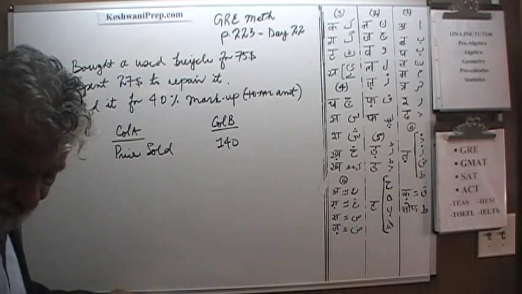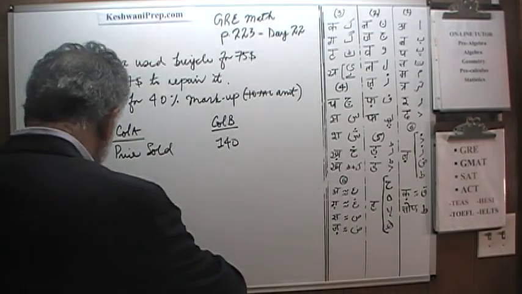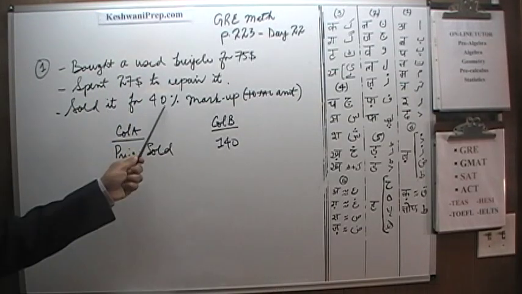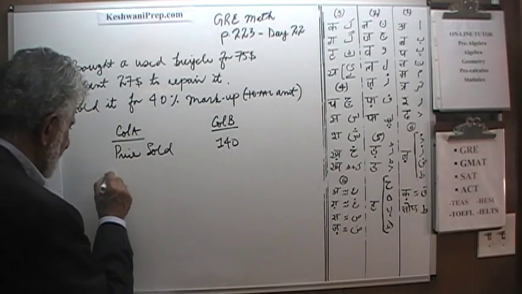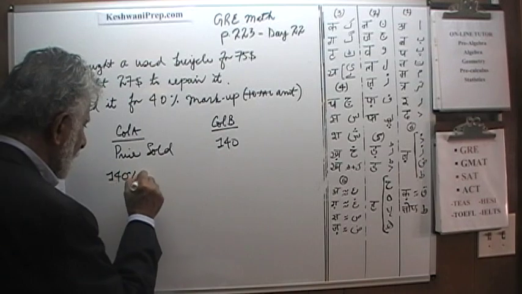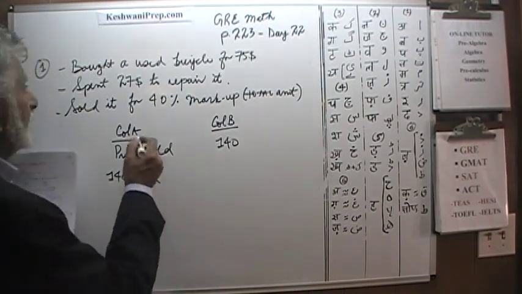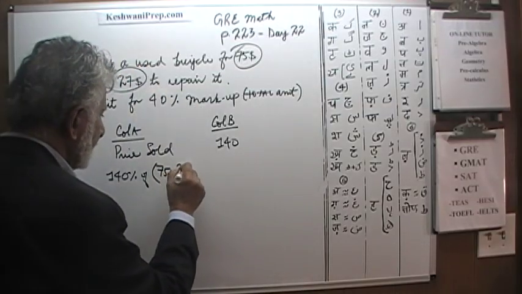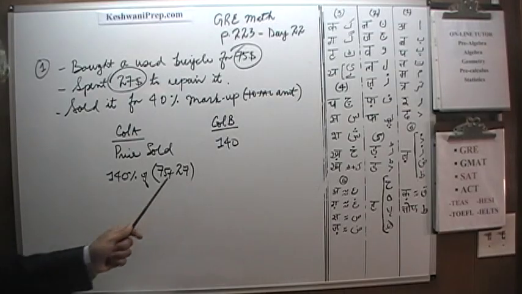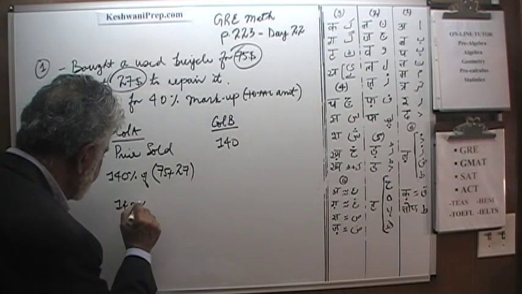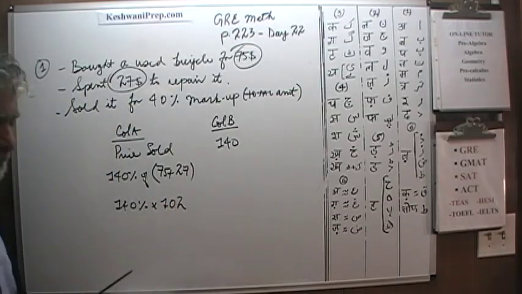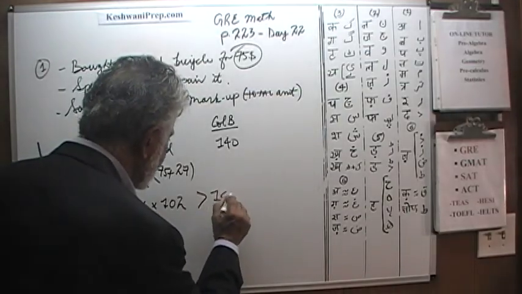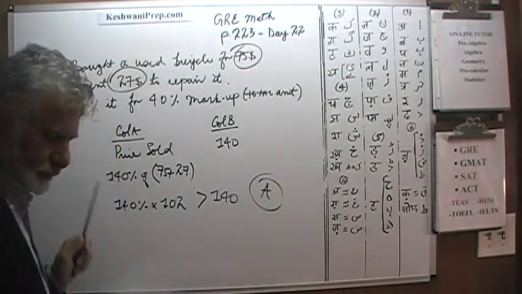Let's see what we can do. The price that it was sold for represents a 40% markup, which is 140% of the amount that we spent on it, which is the $75 that we spent to buy it and the $27 that we spent to repair it. 75 plus 27 is 102. 140% of 102 is of course more than 140. The answer is A.